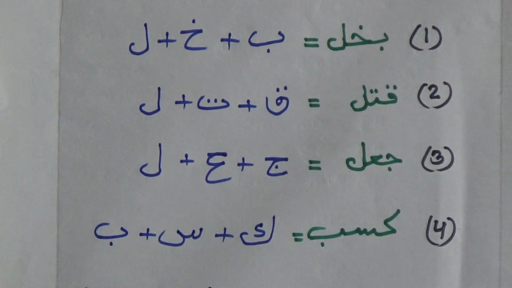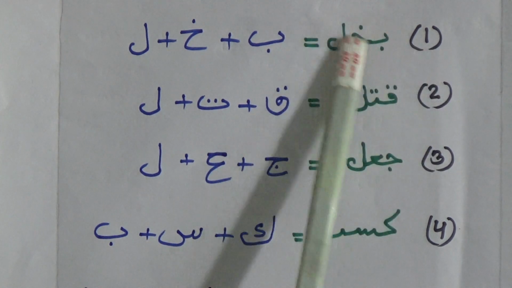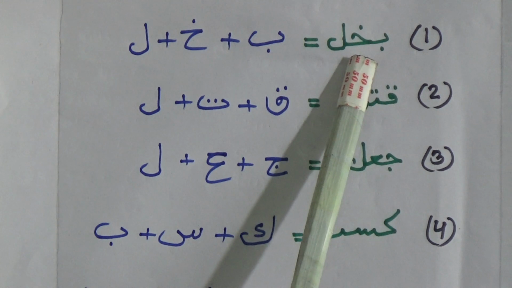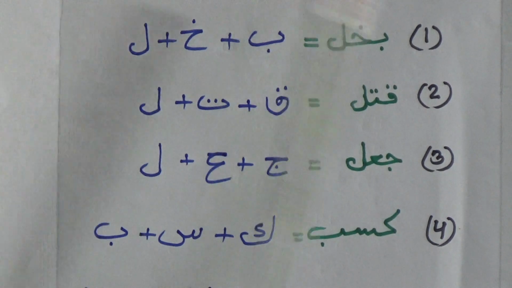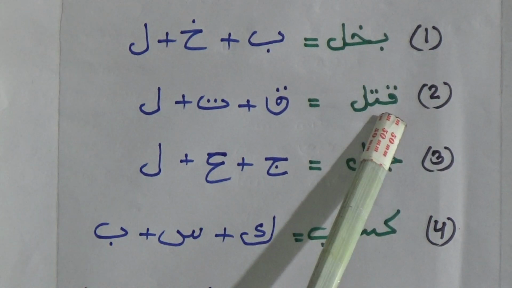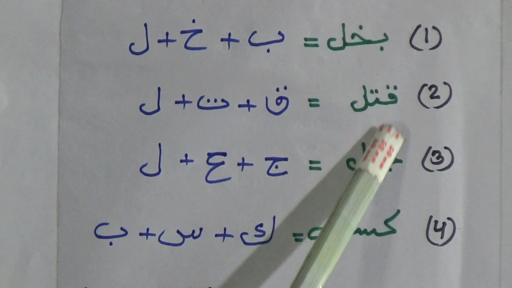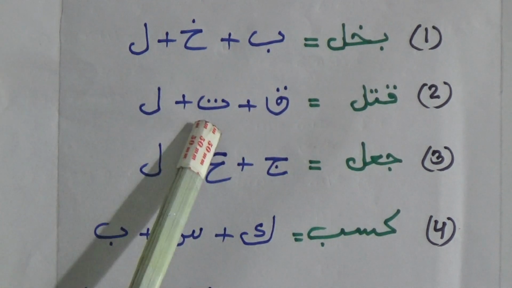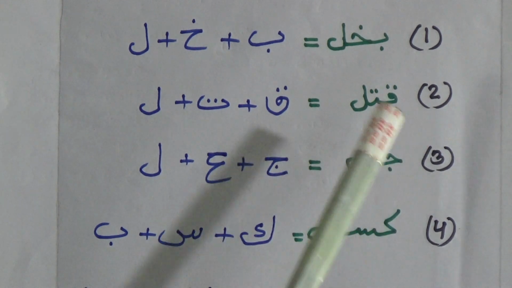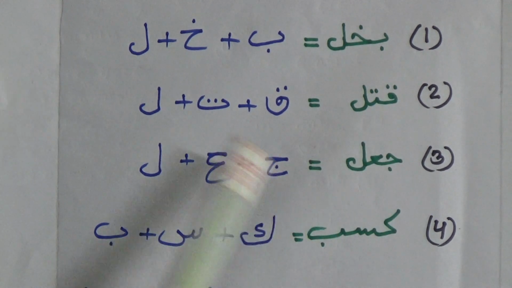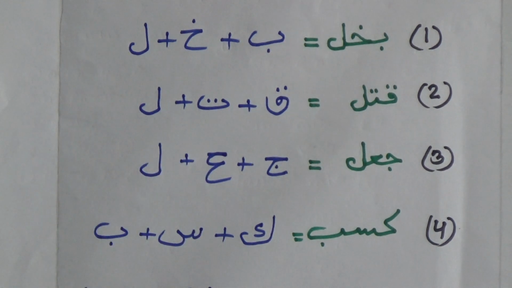So dear students, I repeat. Number 1, Bakhala. In this word there are 3 letters, Ba plus Kha plus Lam. Number 2, Qatala. In this word there are also 3 letters, Qaf, Ta, and Lam. Number 3, there are also 3 letters in Ja'ala, Jim plus Ain plus Lam. Number 4, Kasaba. There are also 3 letters in this word, Kaf, Sin, and Ba.